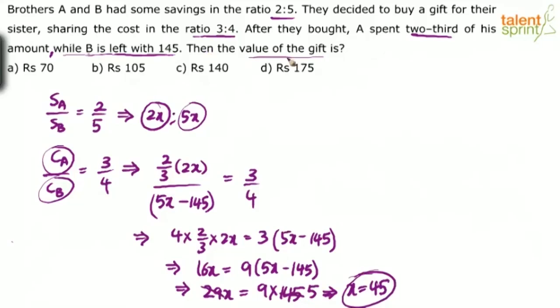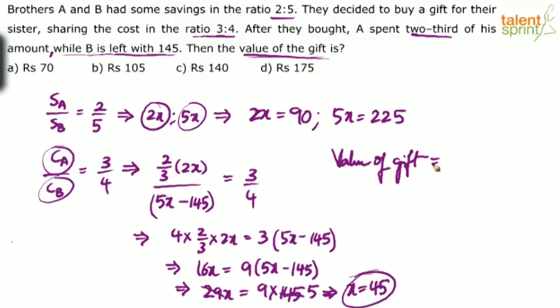What is it asking us to find out? The value of the gift. What is the value of the gift? The value of the gift is 2/3 of 2x and 5x minus 145. So first of all, find out their amounts. So 2x will be equal to 90 and 5x will be equal to 225, right? Value of the gift is how much?